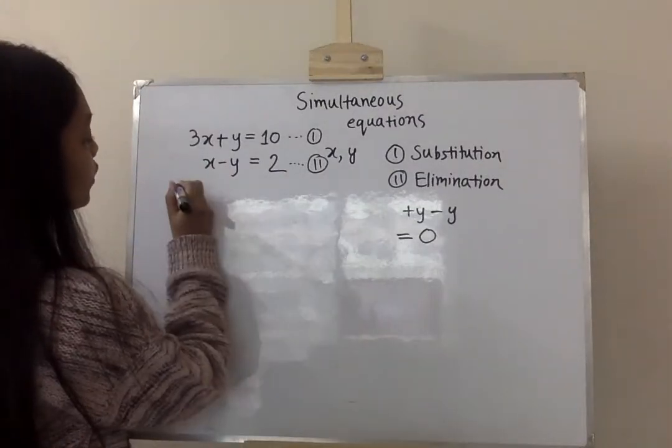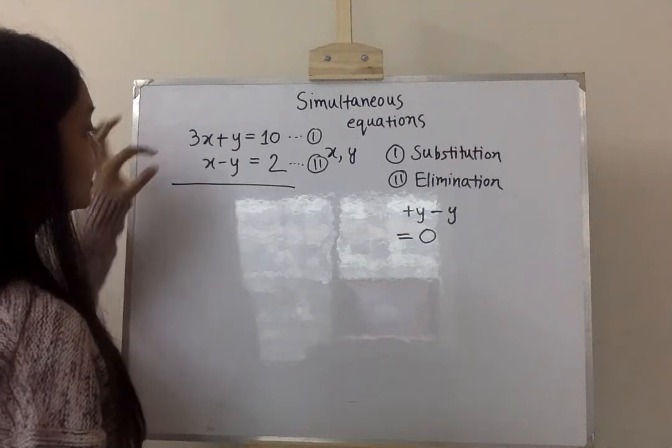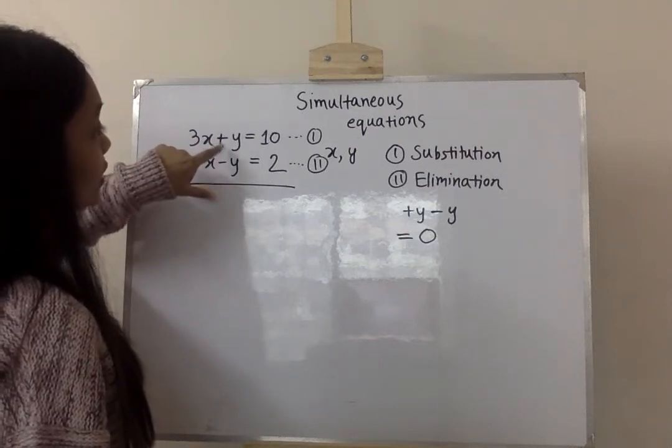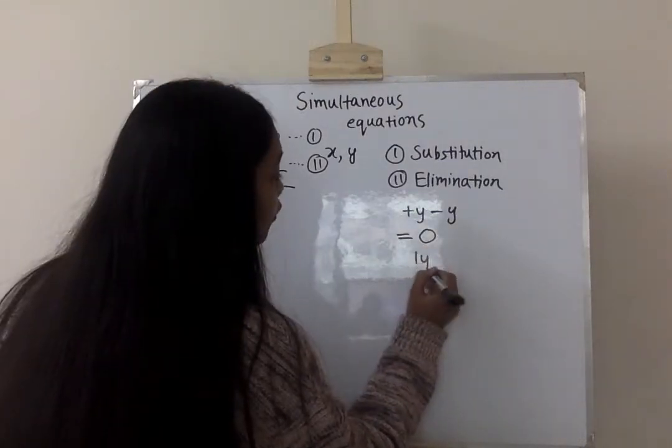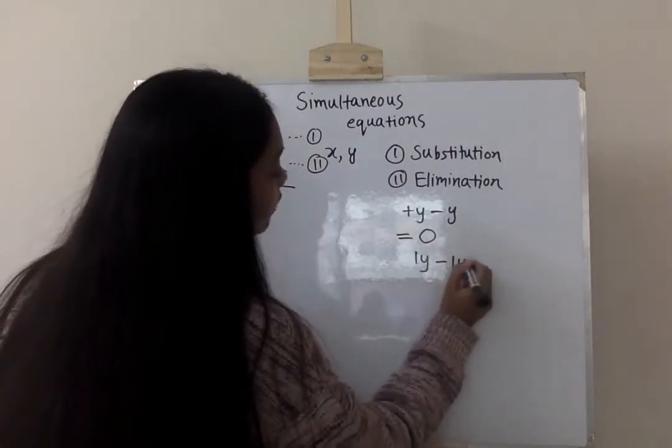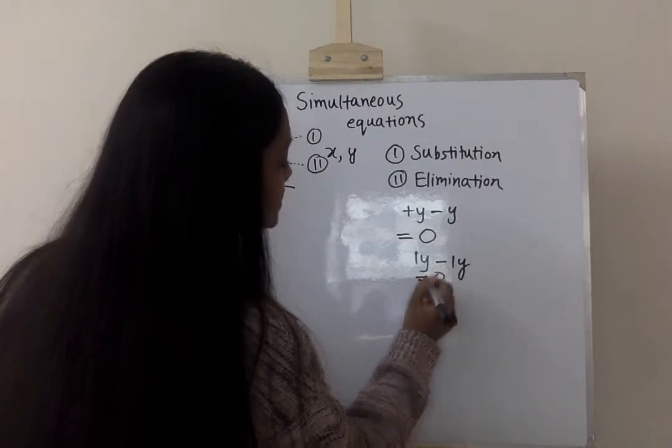What we do is, we draw a line, and in this case, the coefficients of these variables are the same, that is 1y minus 1y. We do not write y, so it is 0.